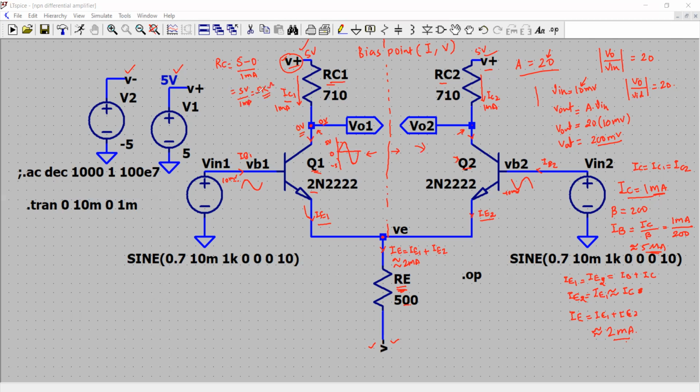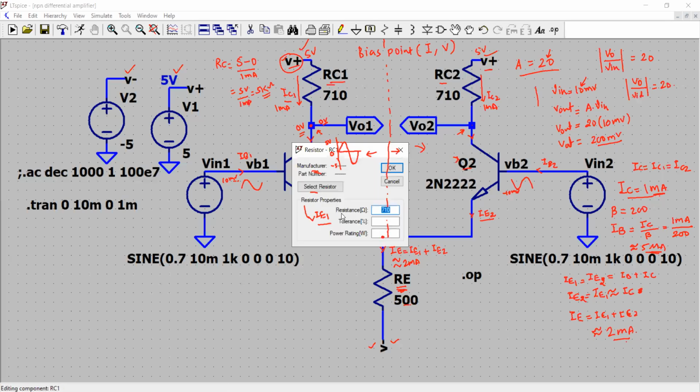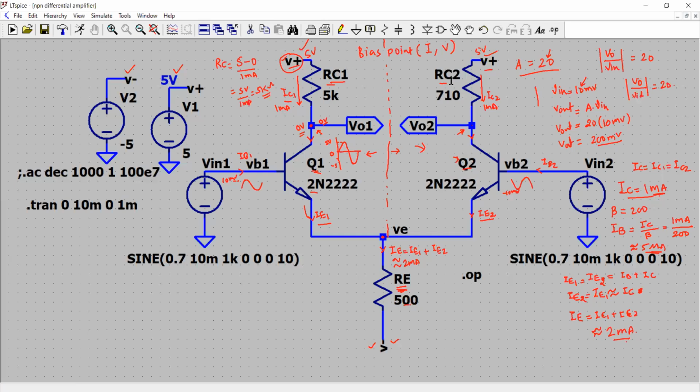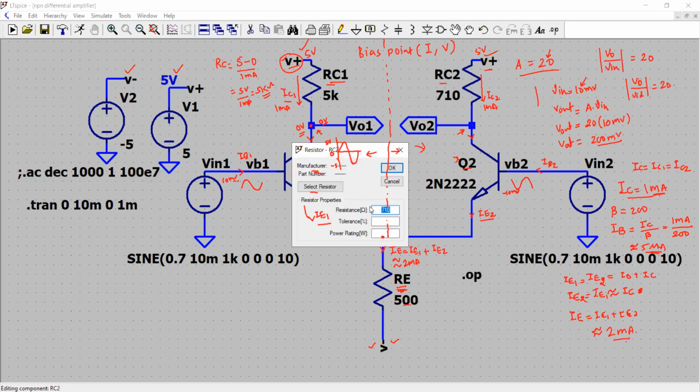Okay, so let us pick up those values and replace that. So let's say I'm using the resistor values to be 5 kilo ohm because we want the gain of 20, and we have used the collector current about this one. So let's say 5 kilo ohm each. So I choose here.